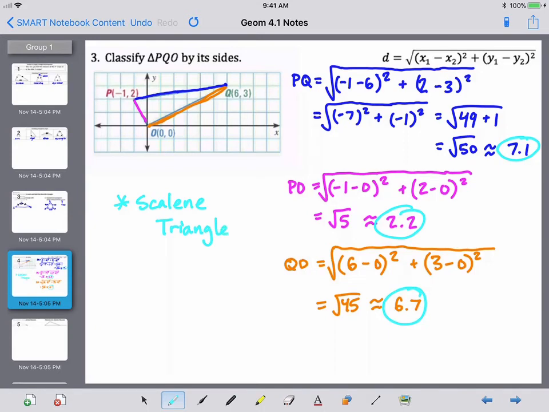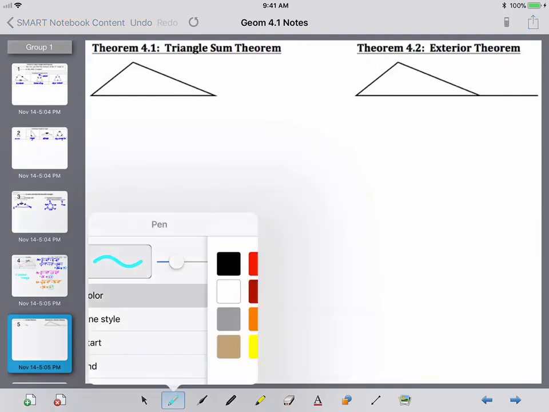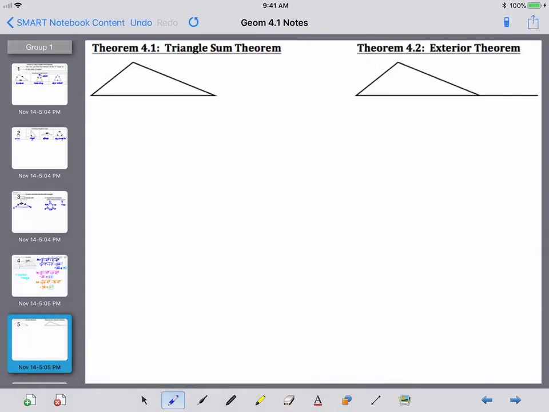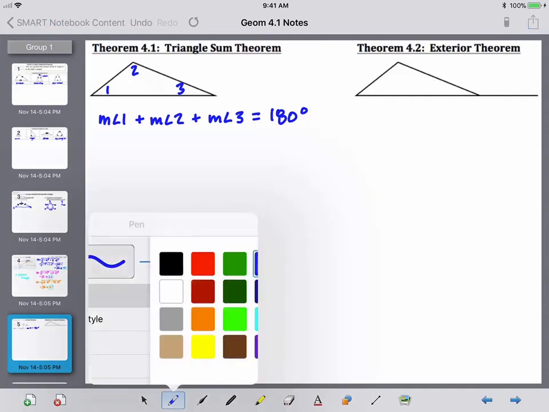Okay, now let's look at a couple of theorems. These are your first two theorems in Chapter 4. You've already learned Theorem 4.1. We call it the triangle sum theorem, and that just tells you if you take this angle 1, 2, and 3 and add them up, for a triangle, the three angles always add up to 180 degrees. Okay, very common theorem. Probably seen that before.